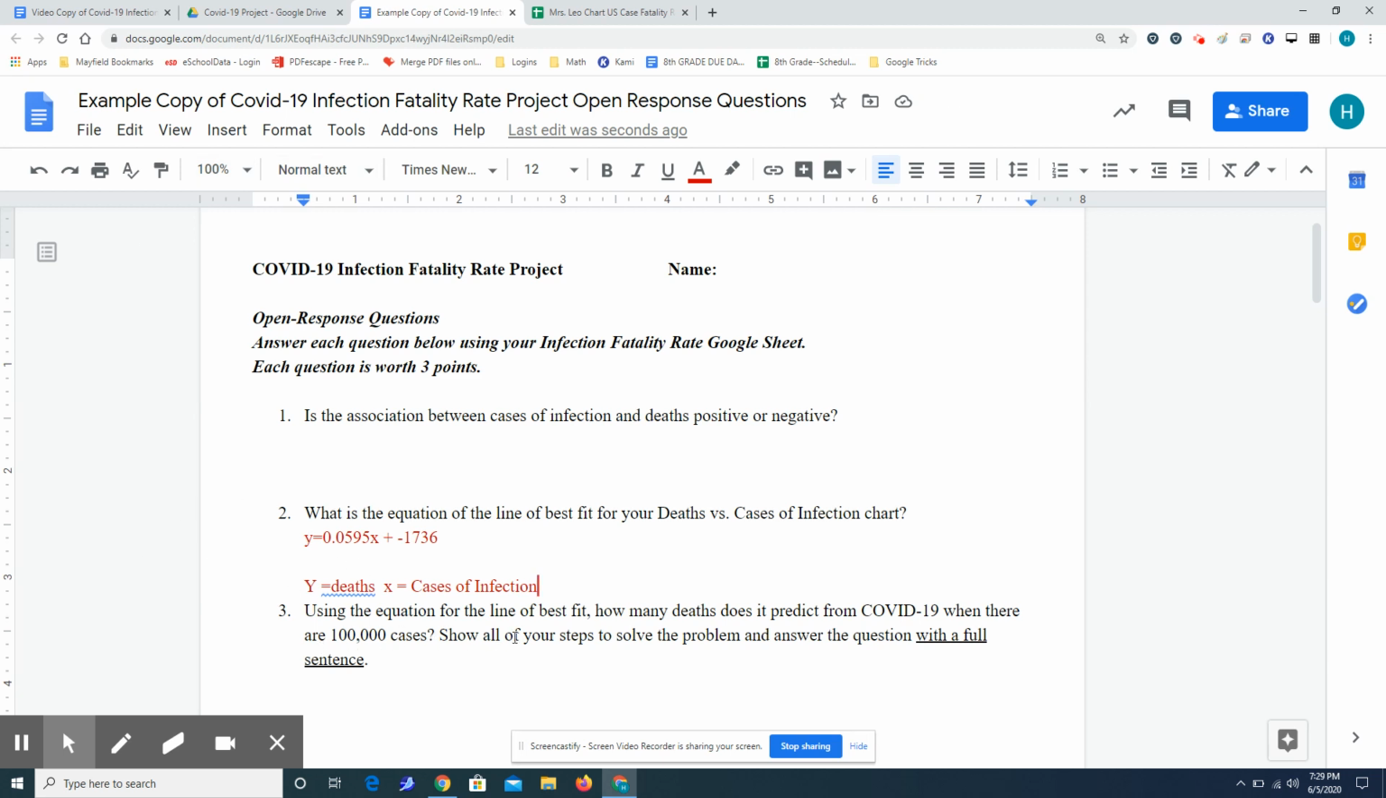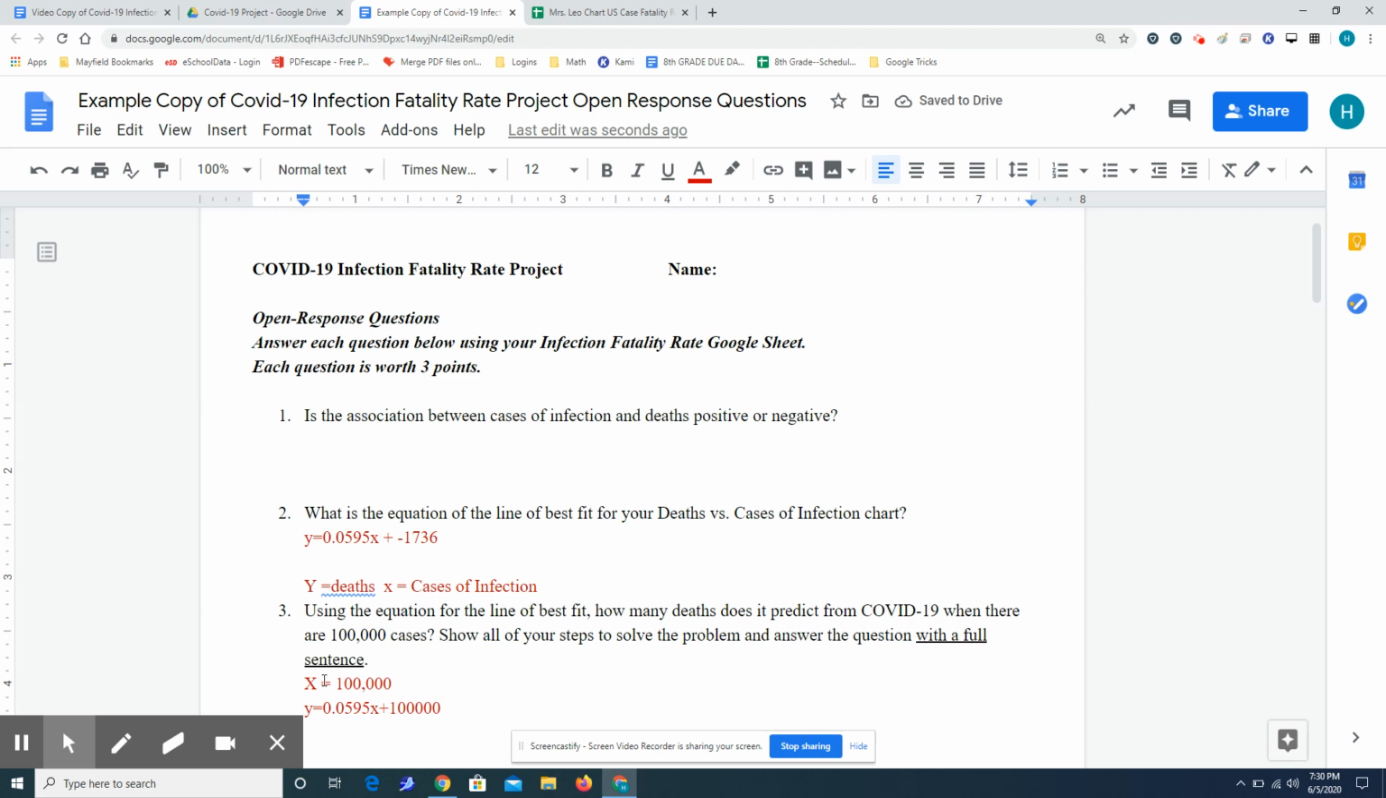So when I'm looking at this, they want us to predict the deaths when there's 100,000 cases. So cases is going to be X. That's the first thing that you have to identify in order to be able to do this one, that X is equal to 100,000. One too many zeros. And now I can use my equation to find out how many deaths there will be for that amount.